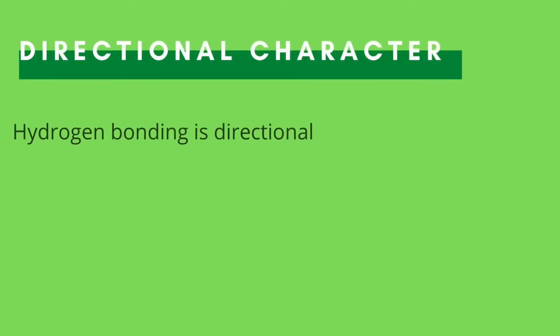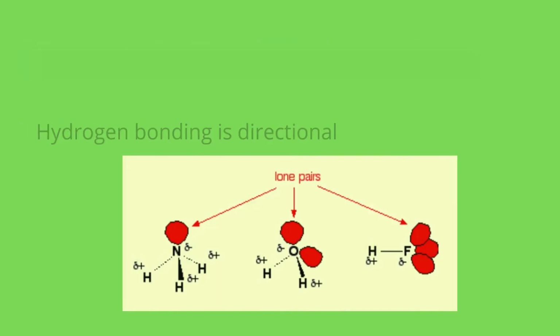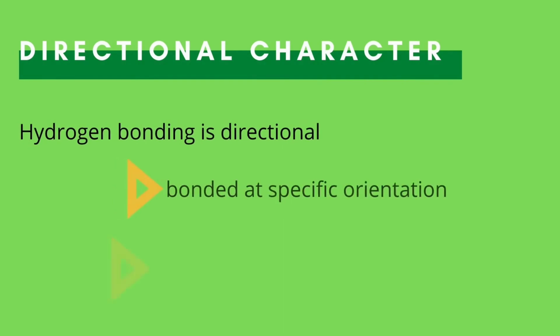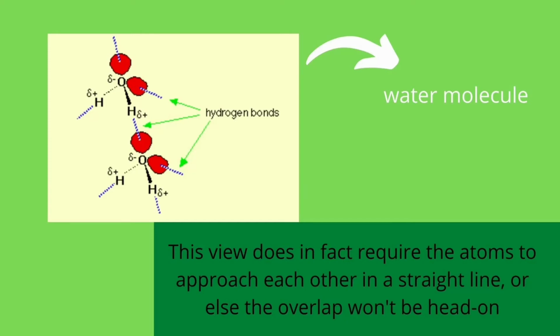First, hydrogen bonds are directional. Directional means that atoms are bent at specific orientations in space relative to one another and have definite shapes. For example, water molecules. Atoms in a water molecule can only form hydrogen bonds at a specific orientation. If not, the attraction cannot happen.